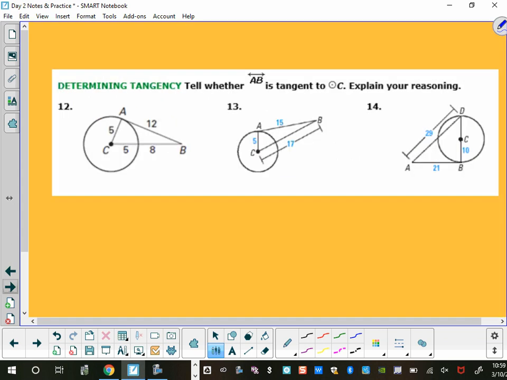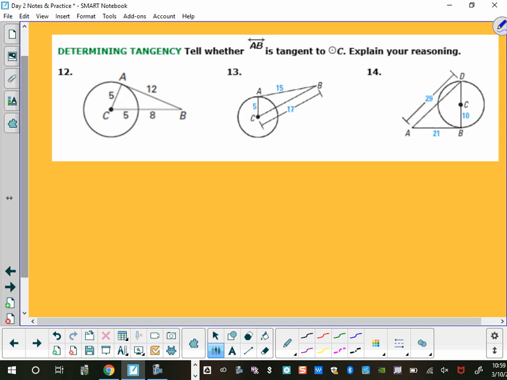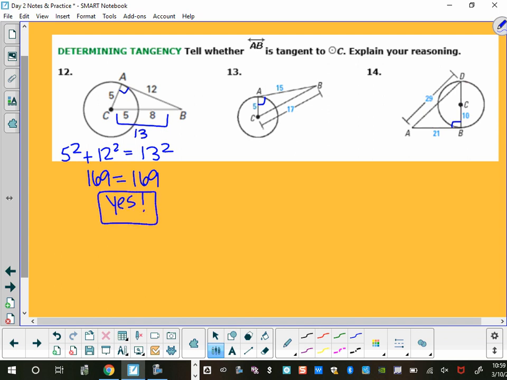All right, we already did 9 through 11. So 12, 13, and 14, this is from our homework on day 1. We're going to prove that AB is a tangent. So here's your right angle. Your right angle is always between the radius and the tangent. For number 12, did you guys realize that you had to add 5 and 8 together to get 13? All right, so you should have 5 squared plus 12 squared equals 13 squared. You get 169 equals 169, so your answer is yes. Angela, you get this? Okay.